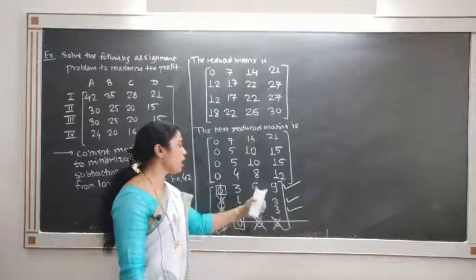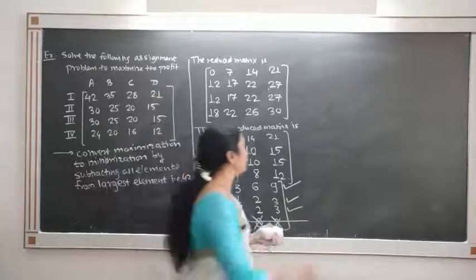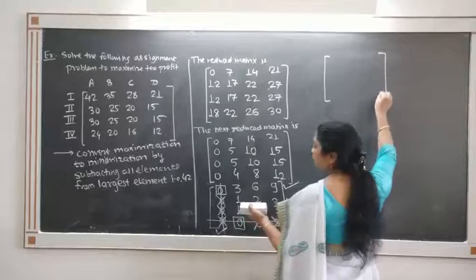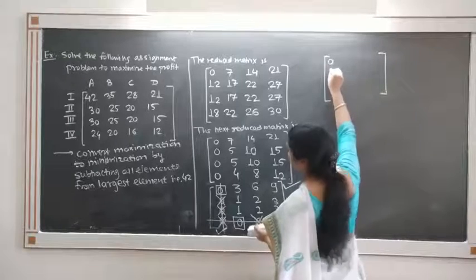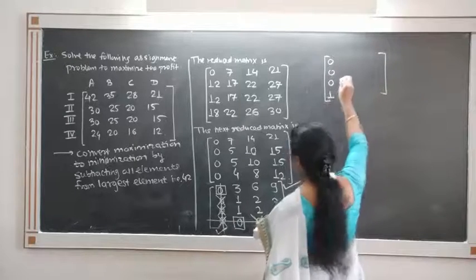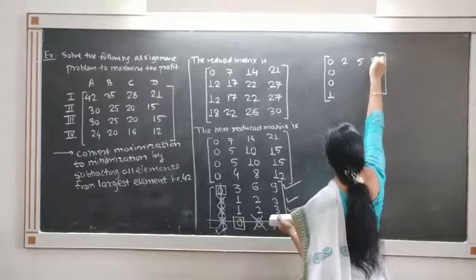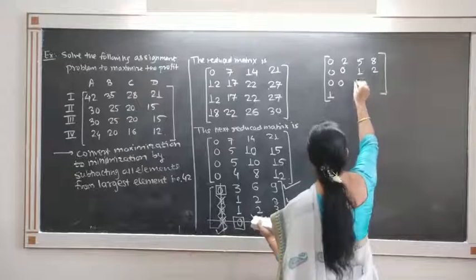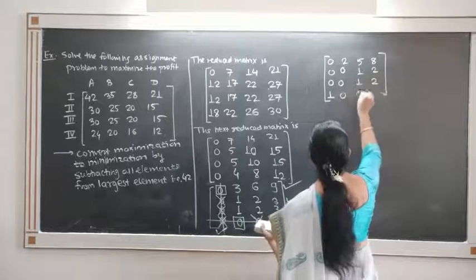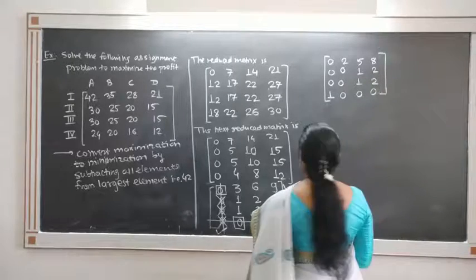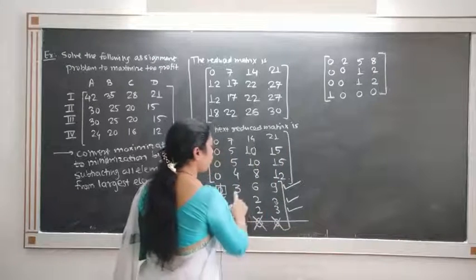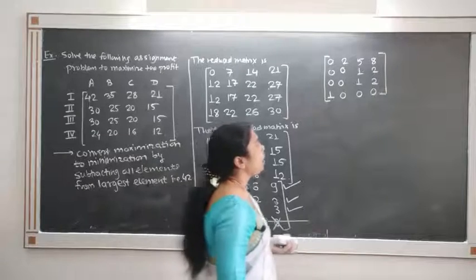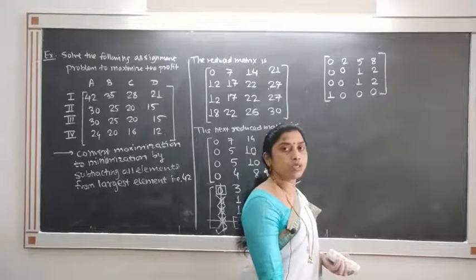From the remaining uncovered elements, find the smallest, subtract it from the uncovered elements, and add it at the intersection point. We get the next reduced matrix as 0, 0, 0, 1, 2, 5, 8, 0, 1, 2, 0, 1, 2, 0, 0, 0. We are subtracting 1 from the uncovered elements and adding 1 at the intersection point. We get this one. Each row and each column contains 0.